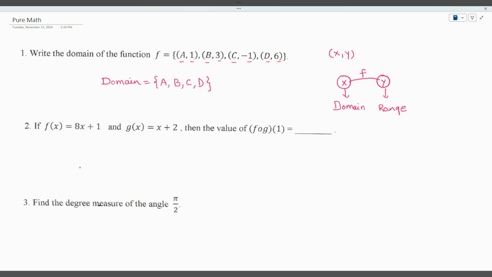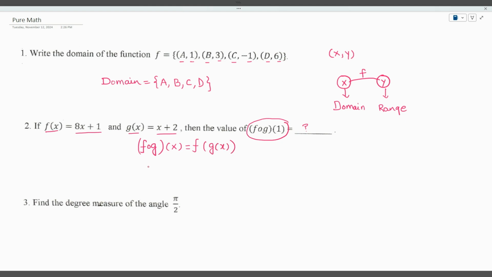Right? Now, let us go to the second question. If f(x) is equal to 8x plus 1 and g(x) is equal to x plus 2, then the value of f composition g of 1 is equal to what? You know that it is a composite function. As you know, (f∘g)(x) can be written as f of g(x).